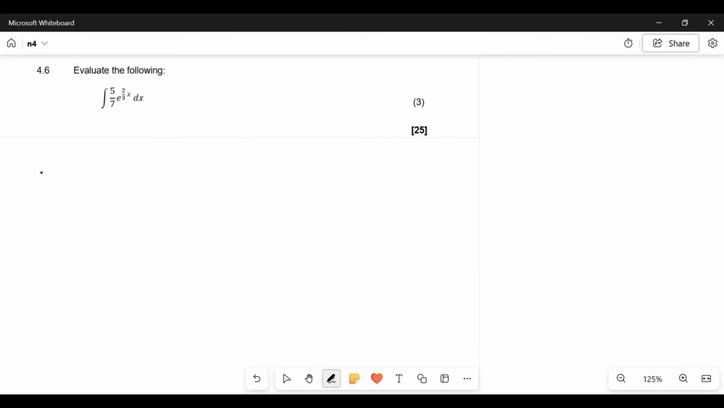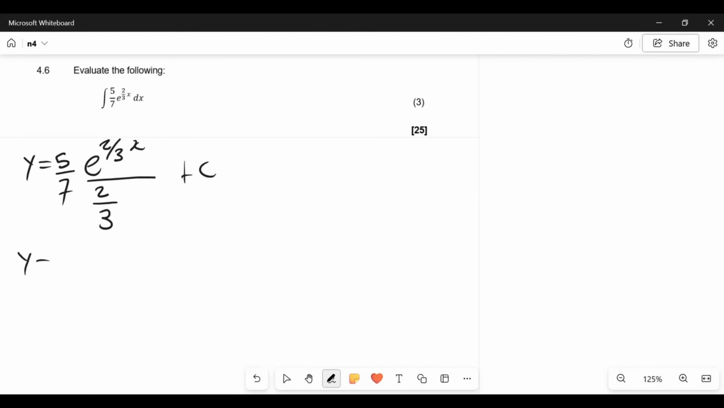So when we integrate the exponential integral, first we're going to write y is going to be equaling to the coefficient, which is 5 over 7 there. And then we know that e to the power of 2 over 3x. And then we must divide by the coefficient of x there, which is going to be 2 over 3 plus c.